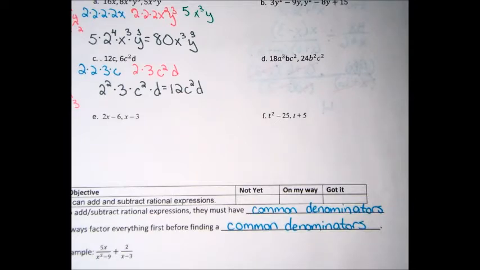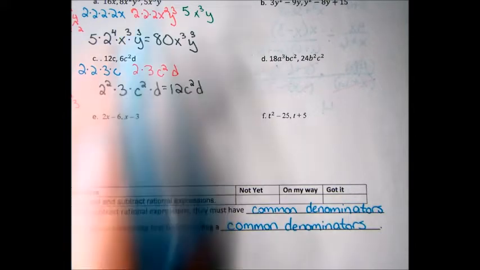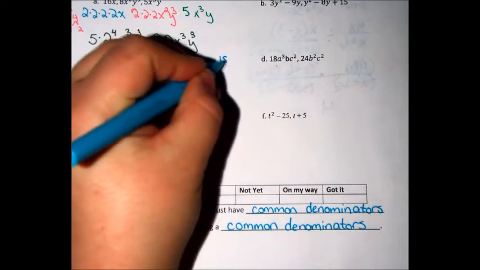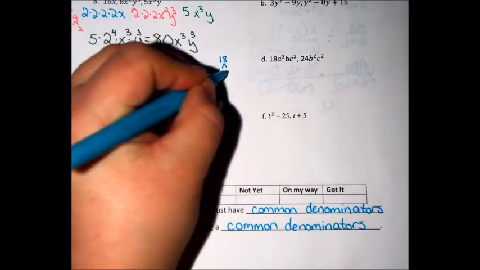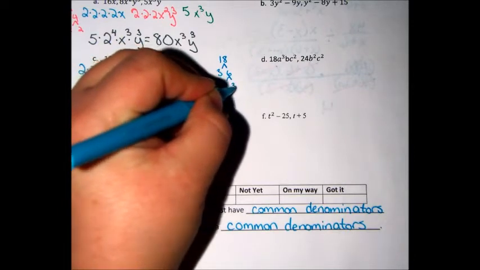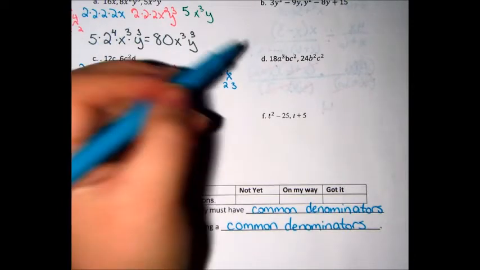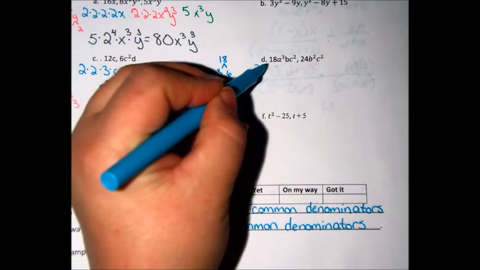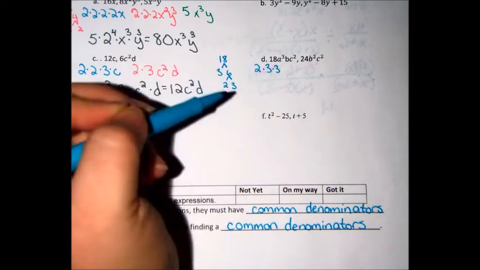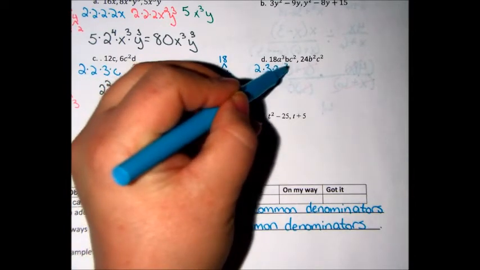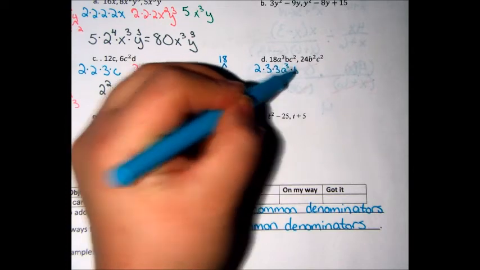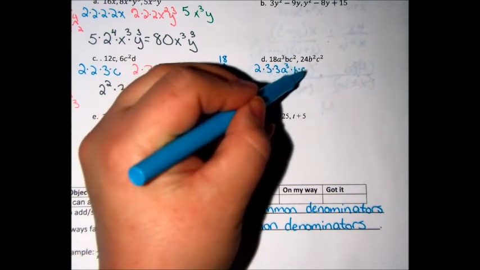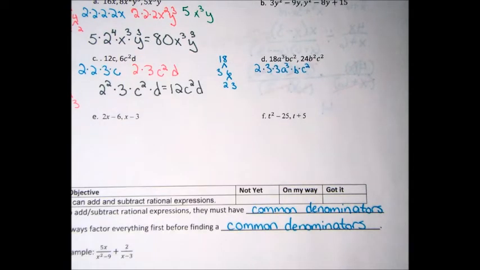So for D, I'm going to do a factor tree for the 18 and the 24. 18 is 3 and 6, 2 and 3, so 18 is made up of a 2, a 3, and a 3, with 3 a's, 1 b, 2 c's. Now the factor tree for the 24.